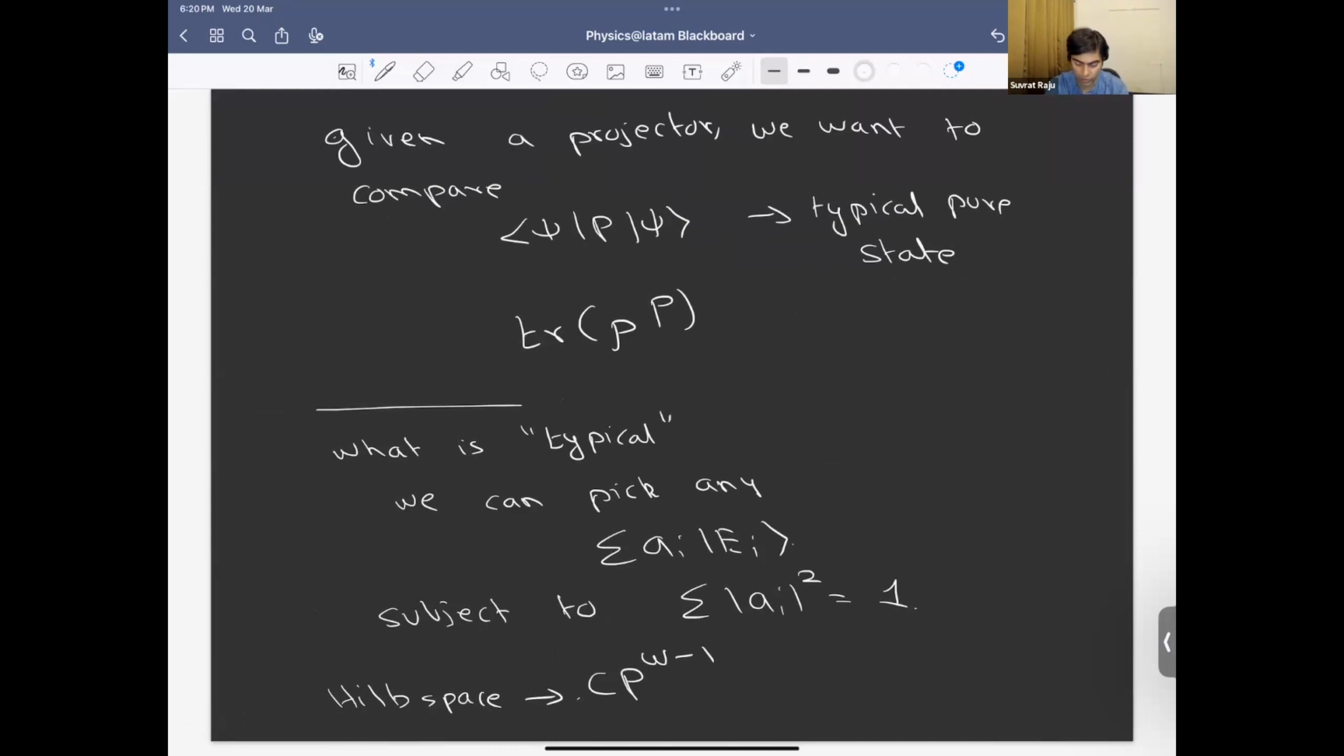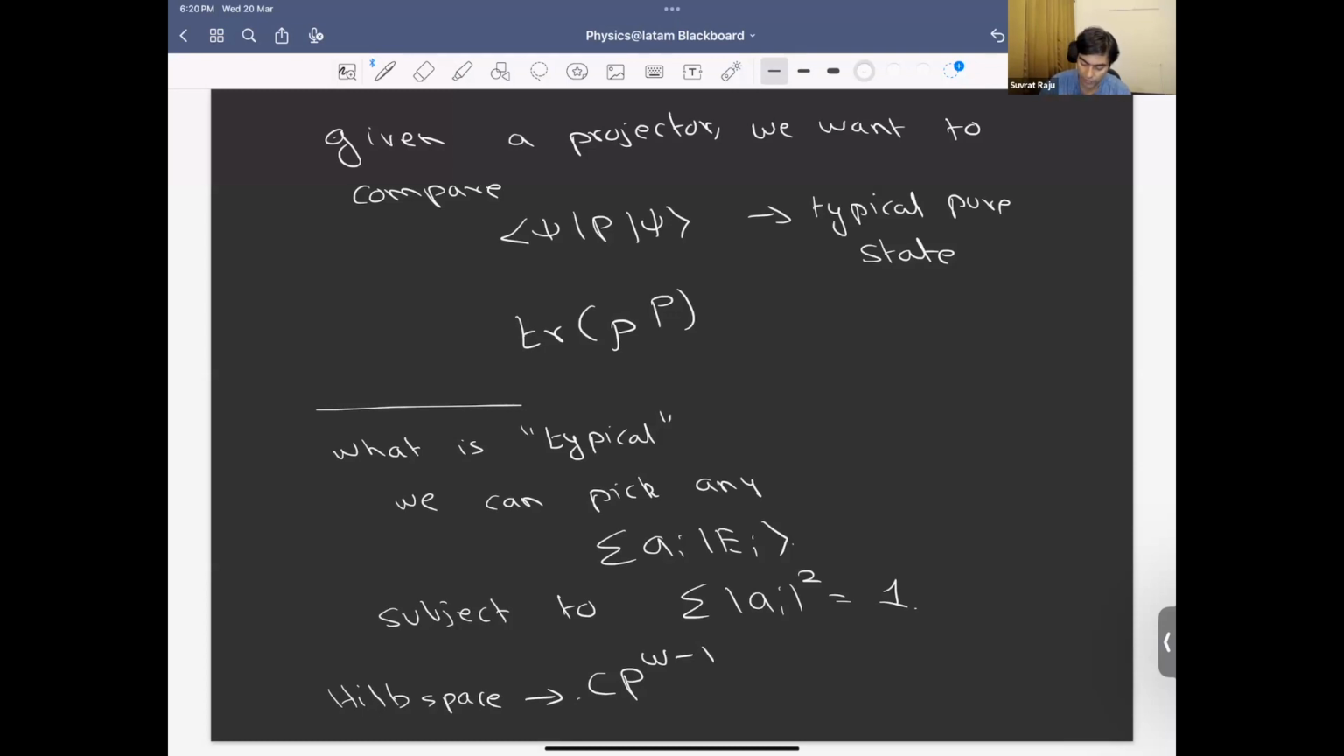That projector could project onto half the Hilbert space. It could project onto the whole thing. It could project onto one state or 10 states or whatever it is, right? There's no such constraint. It's just a projector. It satisfies P squared equals P. That's all.